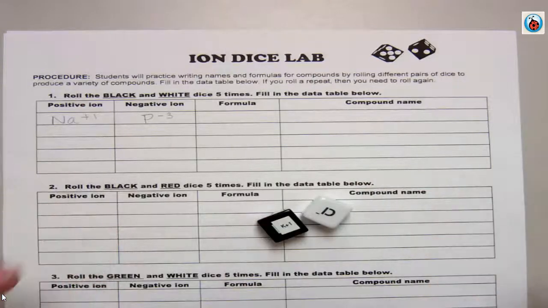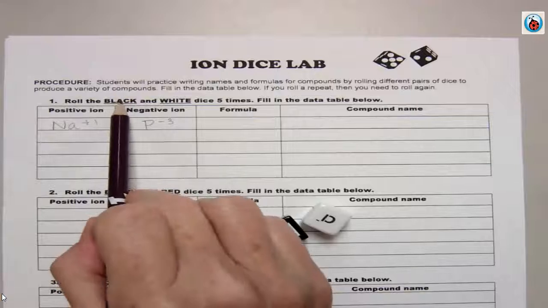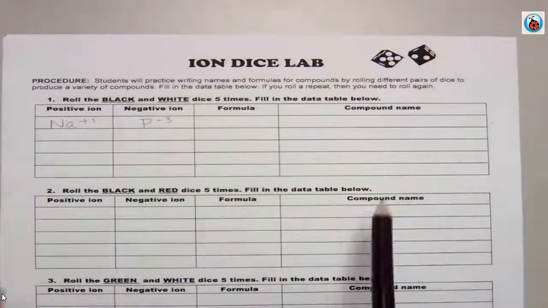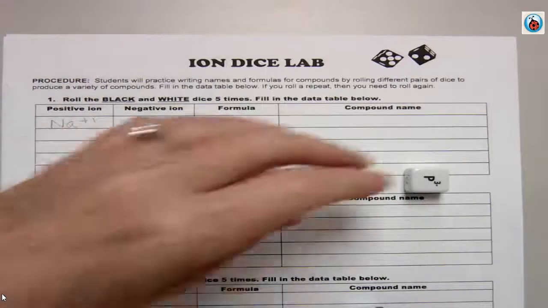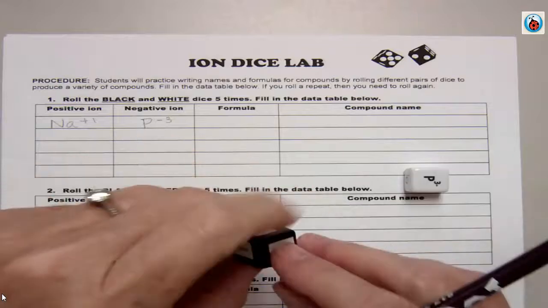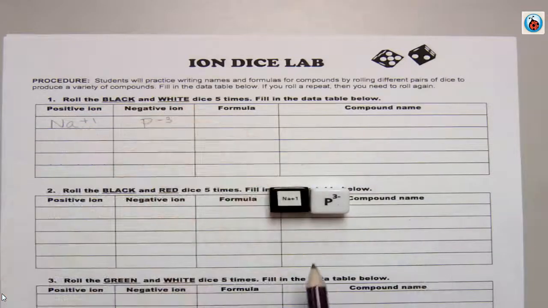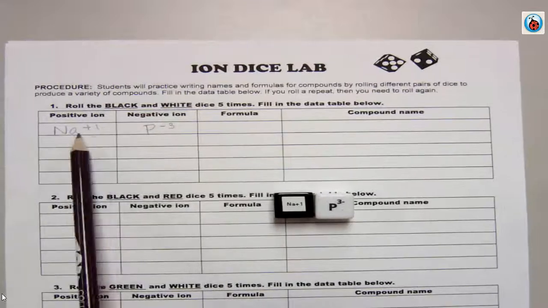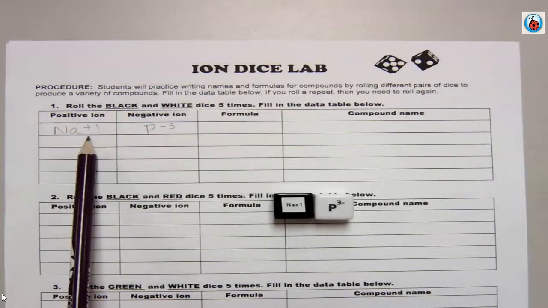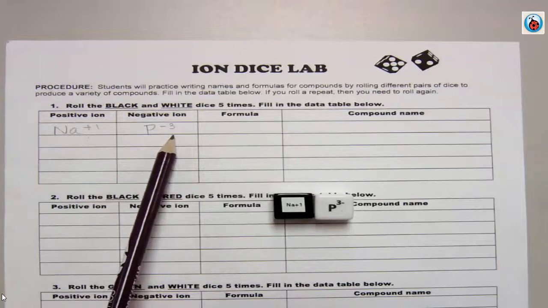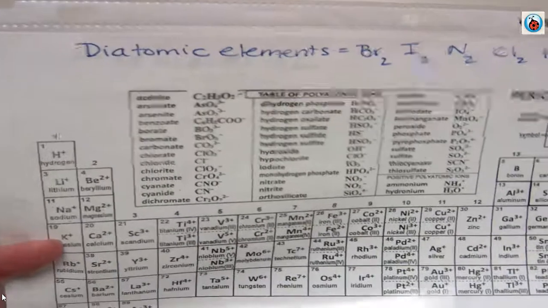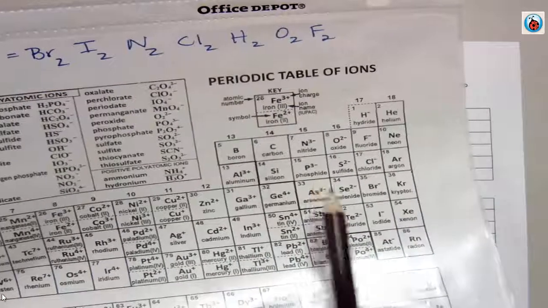On this first one, it says use the black and white. So we're going to roll it, and we're going to pretend here that I rolled this. I've got the sodium that's a +1 and phosphorus that's a -3. Your positive ion is always first when you write a formula, and then your negative ion. Hopefully you can see all those. If not, you have this handy dandy chart here. Sodium's a +1, phosphorus is a -3. Write that on your paper.